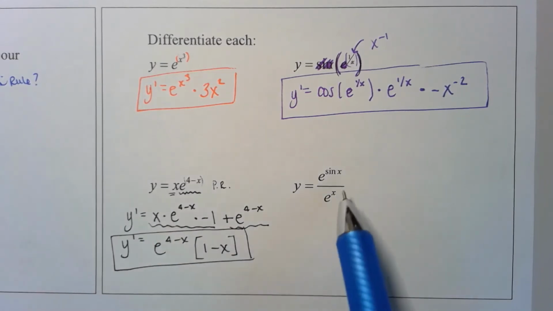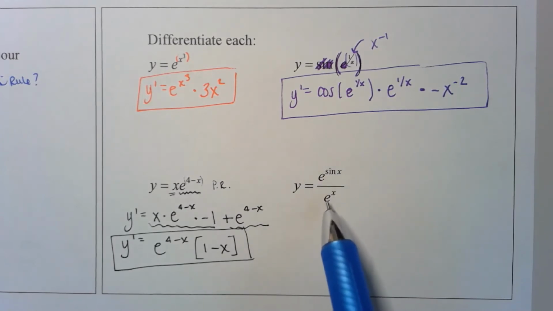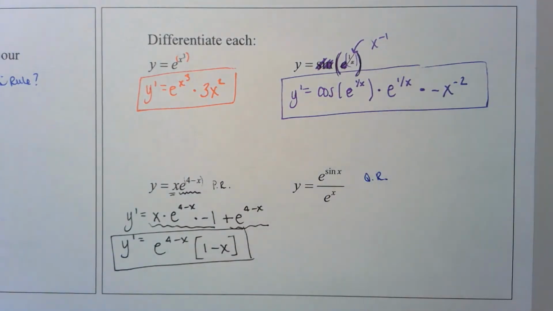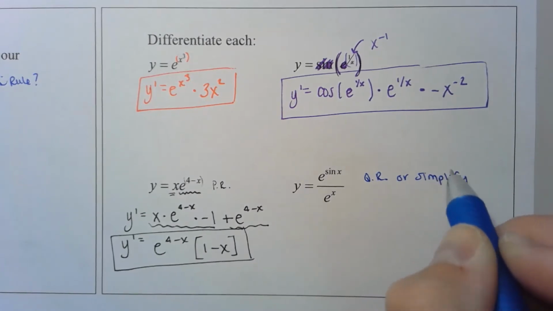Okay. All right, let's look at this one. Ooh, it looks like we've got a quotient rule. Well, we could, right? There's a quotient. You can use the quotient rule. Or we could simplify that first, couldn't we?